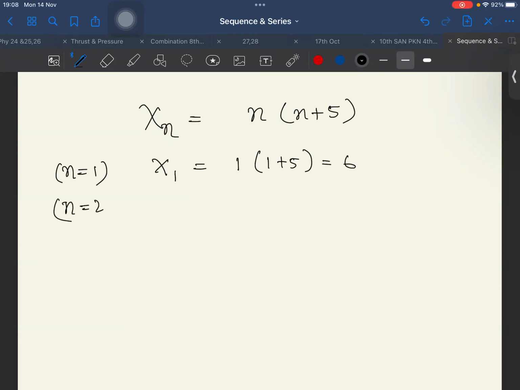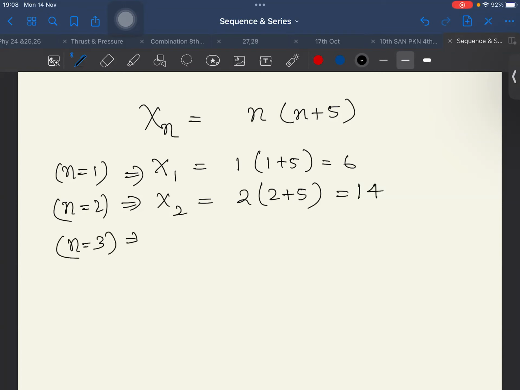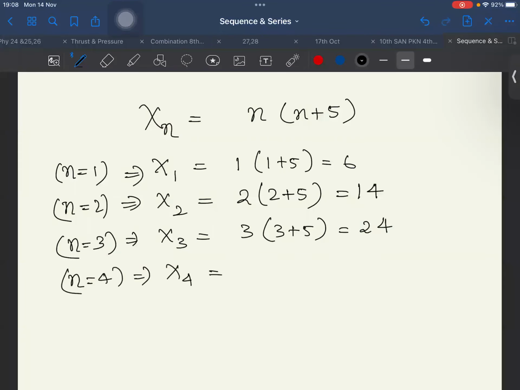Now, if you substitute n is equal to 2, you will get x2. That means 2 into 2 plus 5. It doesn't matter what order it is following. So 14, right? n is equal to 3, so for x3, the third term, you are getting 3 into 3 plus 5, which is 24. So x4 will be 4 into 4 plus 5, which is 36, right? So you are getting a series of numbers.